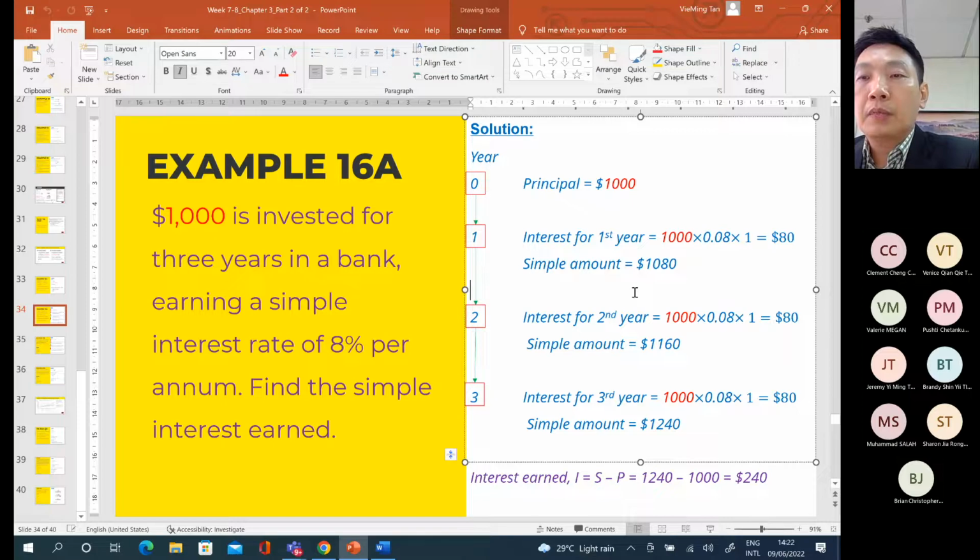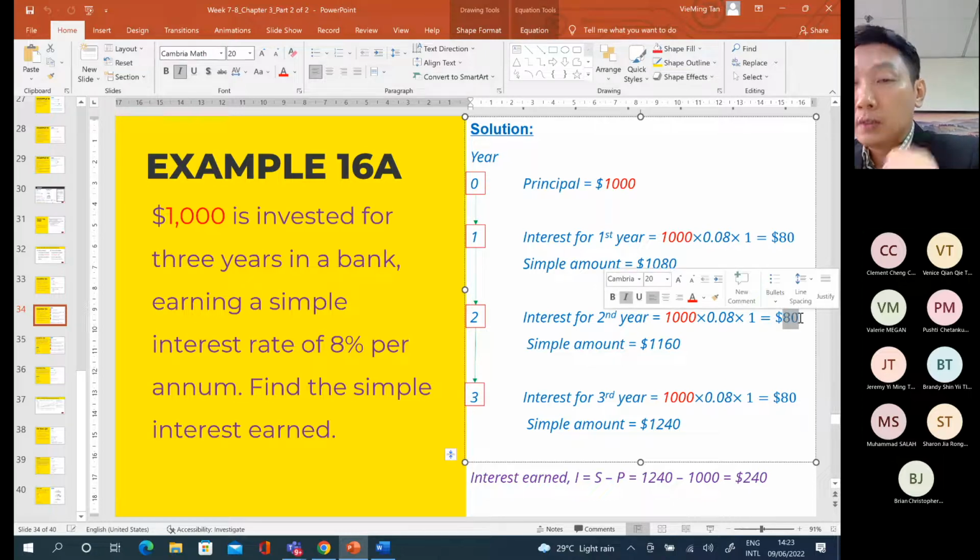In year 2, the interest earned is still based on the principal. The interest earned in year 1 is not going to help earn any interest. Only the principal can help generate the interest. So in year 2, the interest earned is principal multiplied by 8% multiplied by 1, the duration from year 1 to year 2, which is 1 year. Simplified, it is $80. So in year 2, the interest earned is $80.